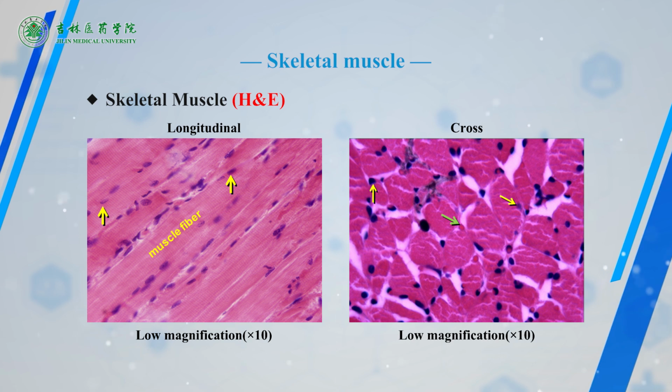Flattened nuclei, yellow arrow indicate, are located directly under the sarcolemma of each cell, and the longitudinal axis of the nucleus is parallel to that of the muscle fiber. Light and dark cross striation can be seen along the muscle fibers, which are formed by the periodic arrangement of the light and dark band of myofibrils at the same plane.